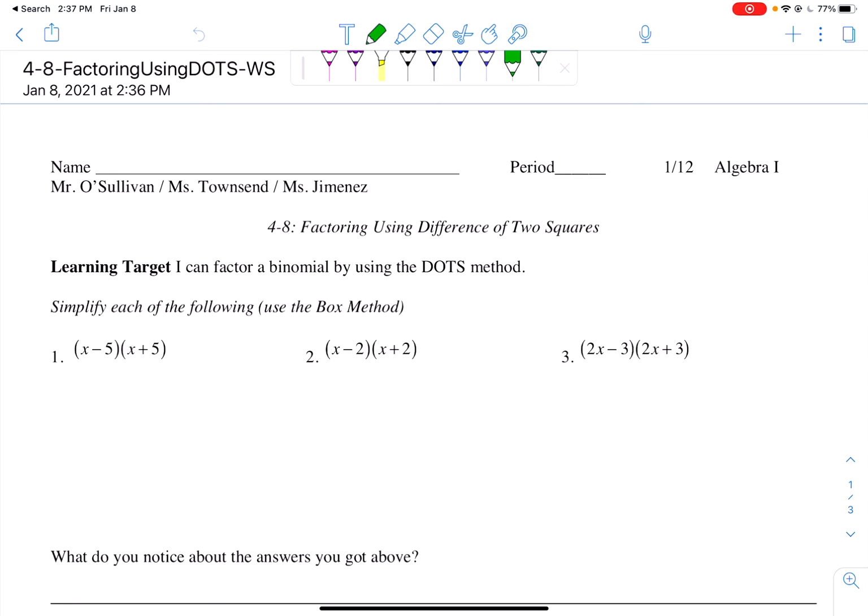So today's learning target is I can factor a binomial by using the dots method. We're going to learn that dots is called the difference of two squares, just a nice little acronym we can use, an abbreviation. And we're going to learn how to use the dots method perfectly.